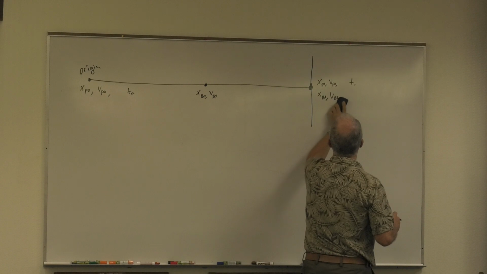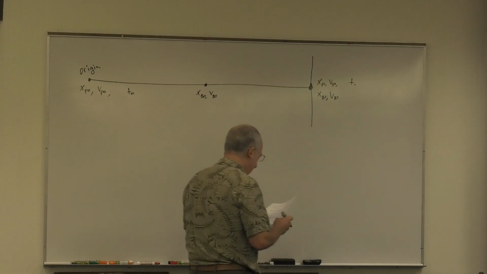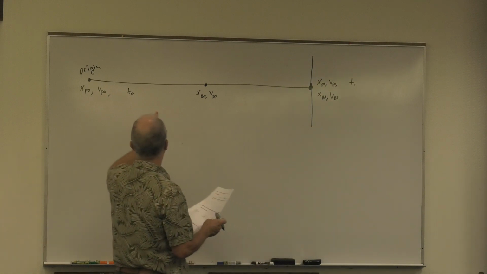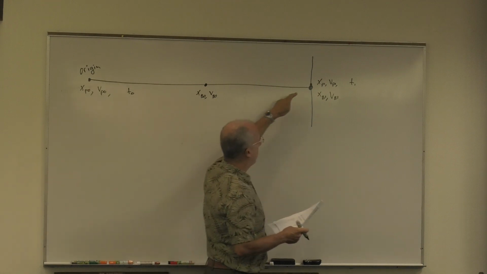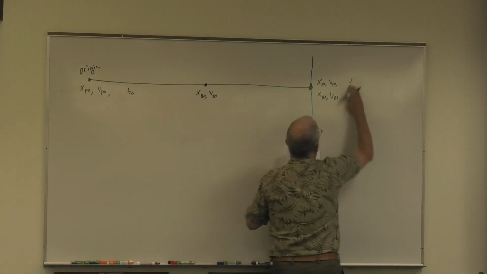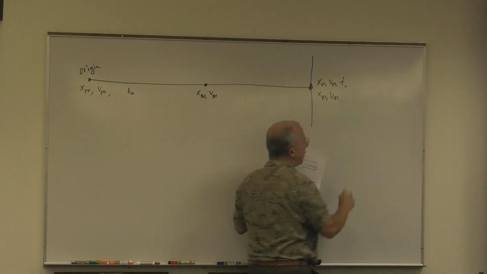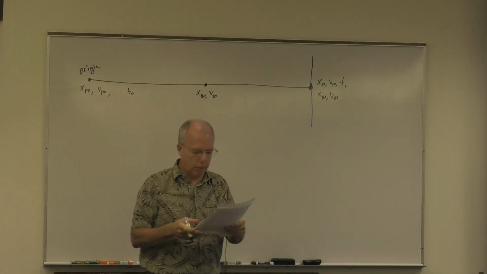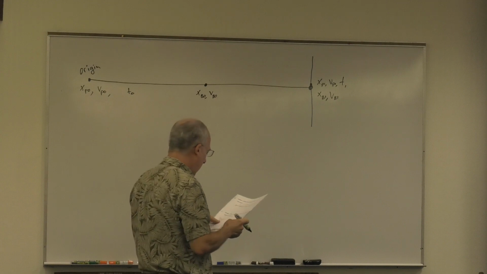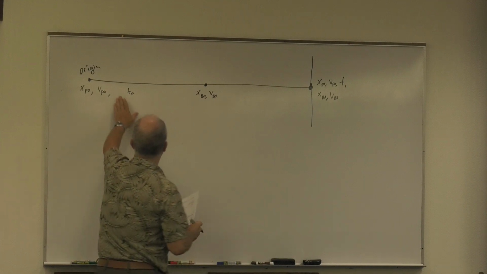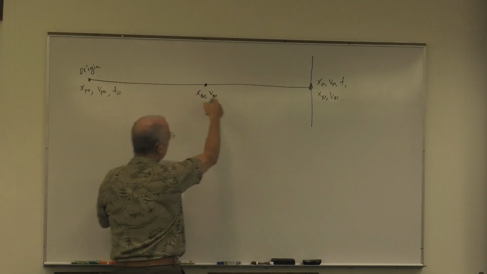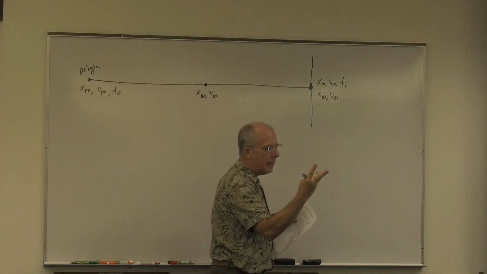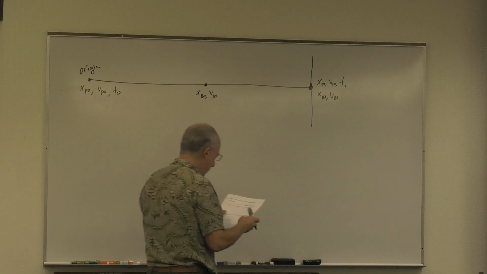All right, so we got our beginning point for the puck, beginning for Bruce, and we have our final point. And nothing changes between the initial and the final, so we don't need any more points. So that's the first thing: we label our points. x, v, a, t. That's all you need.